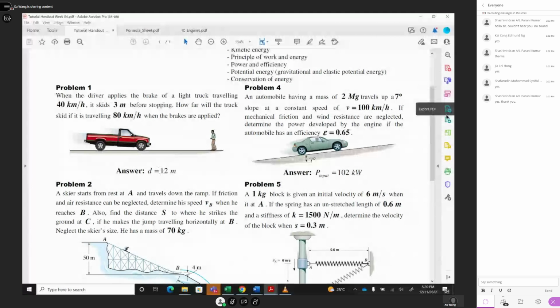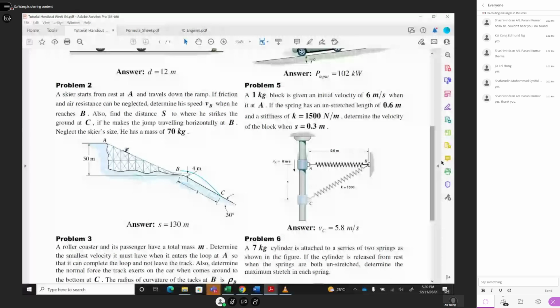Okay, then we move to another question. The skier starts from position A and travels down the ramp. We know this one has gravity potential energy, mgh, and it converts to kinetic energy, because originally it has no speed and now has a speed. So this gravity potential energy changes into kinetic energy, half of mv squared. So it's the first formula.